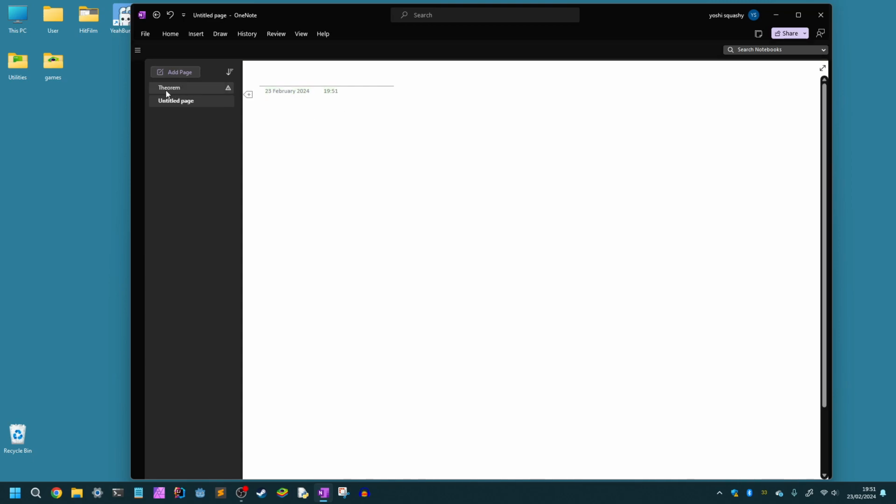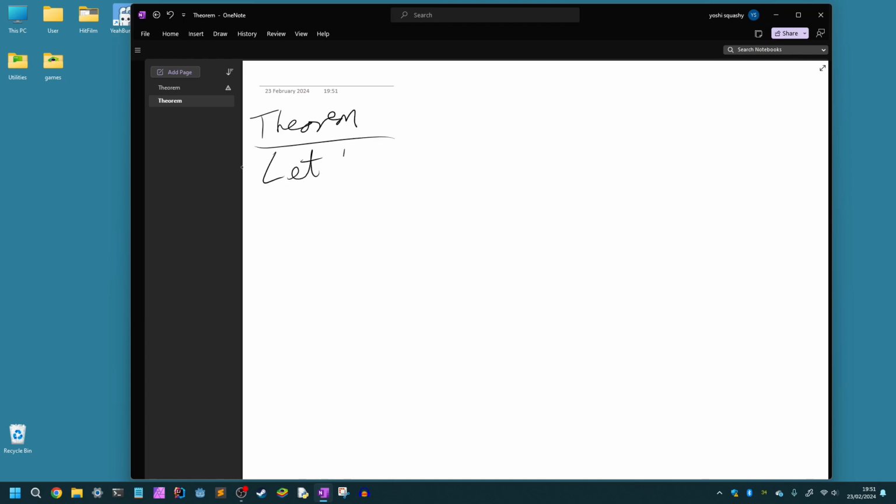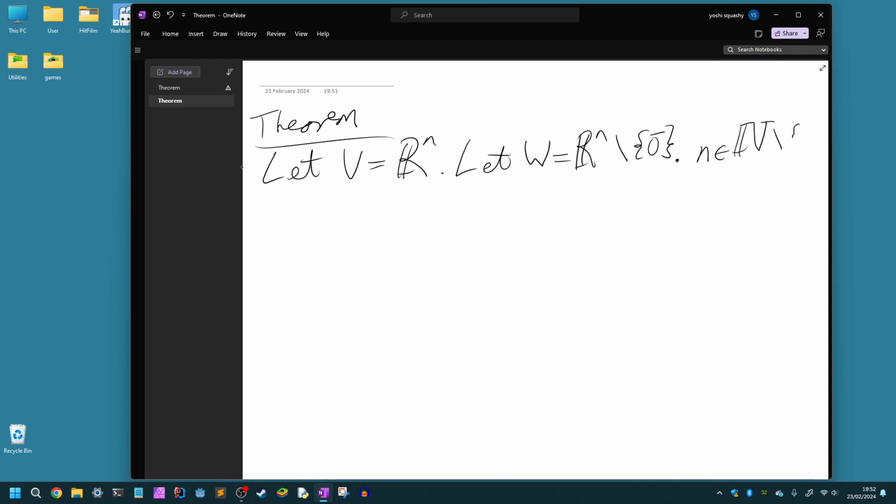This is stable. Okay, so our theorem we're going to prove: to write out the theorem, we're going to let V equal the reals to the power n. We're going to let W equal the reals to the n also, but without the zero vector. And then we have n is of the naturals, but not including 0 or 1.